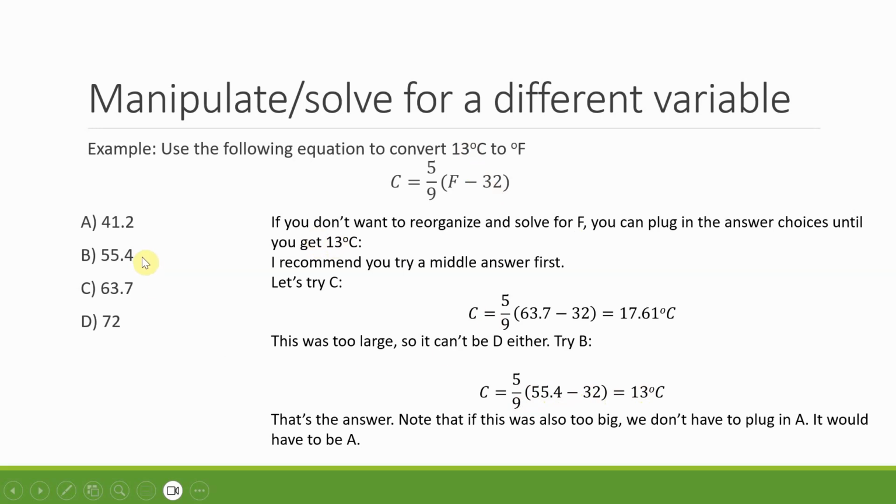Now note, if I tried B and realized, well, that's also too big, then that already eliminated B, C, and D. I don't have to plug in A. I know it has to be A because it's the only answer smaller than B. Now, if you're not sure and you wanted to double check, feel free to plug in A, but you can save time because it's the only thing left.